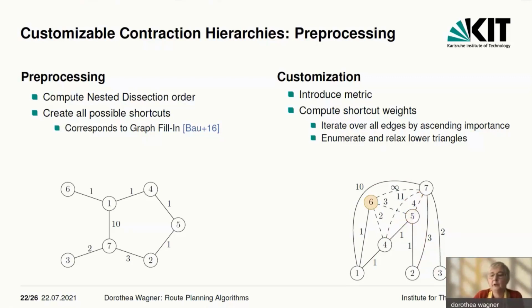That's something that can be done very, very efficiently. So customization is nothing more than iterating over all vertices by ascending importance and just enumerating and relaxing the lower triangles of these vertices.